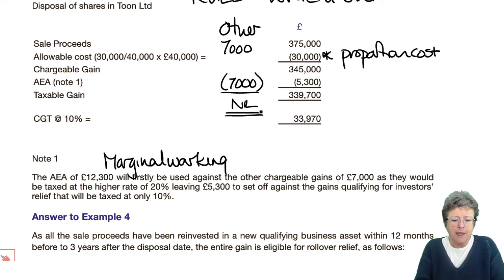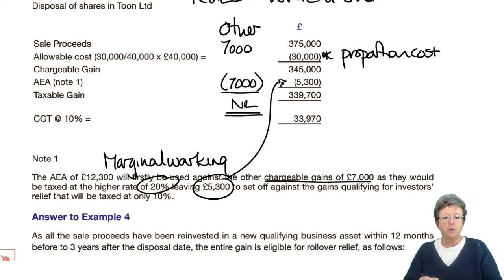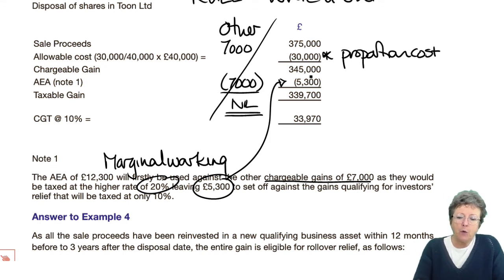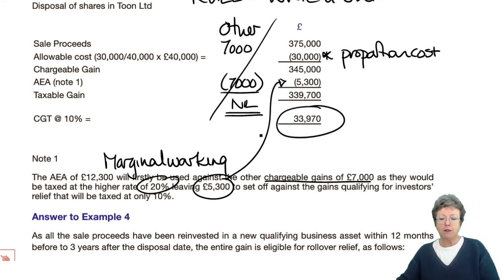So here, the AEA of 12,300 is firstly used against the other gains, as they would have been taxed at 20%, leaving just that amount to go in there. Because we want to wipe this other gain out, simply because it will be taxed at the highest rate. So only the balance goes in there, and then that is the gain, 339,700, taxed at 10%, gives us 33,970.